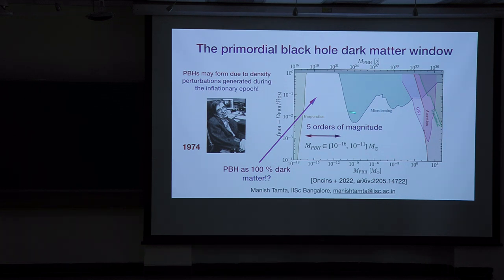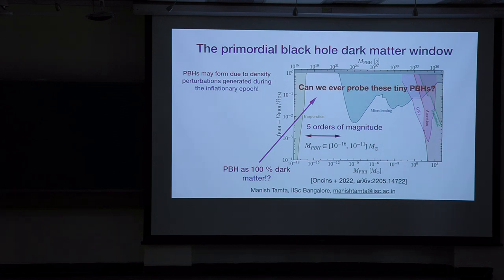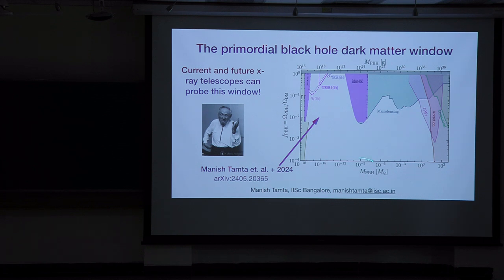still there is a 5 orders of magnitude mass window. There is no constraint at all, and that's where I'll focus. Here the parameter space allows that primordial black holes can contribute 100% of dark matter. So how are we going to probe this window? Can we ever probe this particular mass window? The answer turns out to be maybe yes in the future. That's where our work comes in.